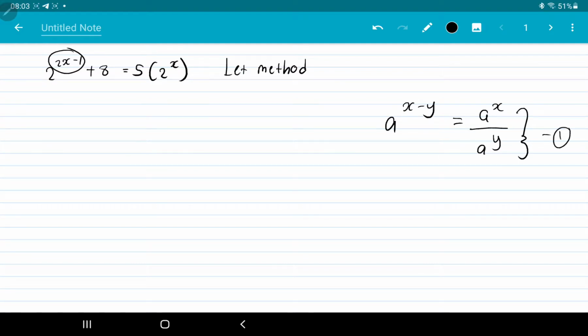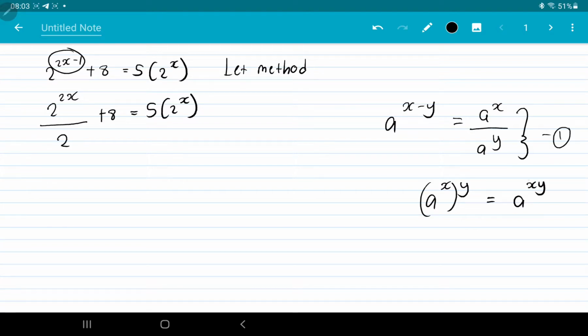Now, 2 to the power of 2x can be changed to 2 to the power of 2x divided by 2 plus 8 is equal to 5 times 2 to the power of x. There's another thing that you have to remember, which is a to the power of x and y, the indexes can be multiplied, a to the power of xy. So we can separate the index, become 2 to the power of x to the power of 2 divided by 2 plus 8 is equal to 5 times 2 to the power of x.